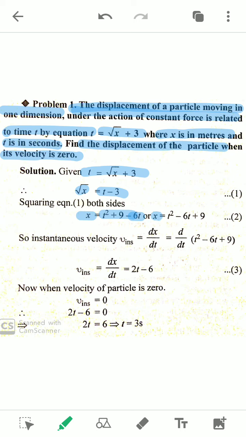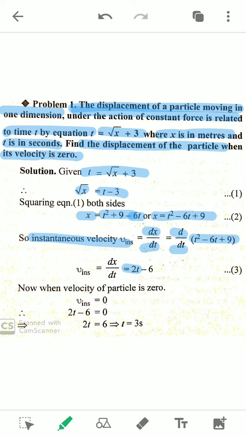So write x equals t square minus 6t plus 9. We calculate the instantaneous velocity. In that case, we know very well dx upon dt. Differentiation, substitute the value of x. So d by dt of t square minus 6t plus 9. T square differentiation, power forward, power minus 1, so power forward 2, t to the power 2 minus 1, that is 2t. Minus 6 outside, differentiation of t is 1, that means 6 into 1, 6. 9 is a constant, differentiation of a constant is 0. So V instantaneous equals 2t minus 6.